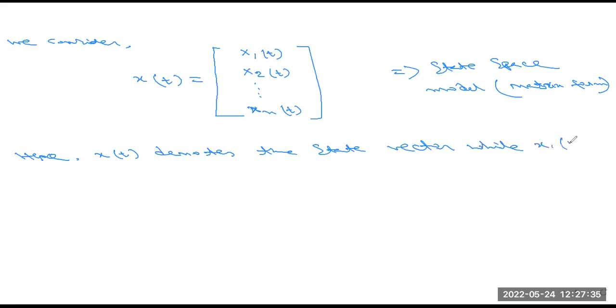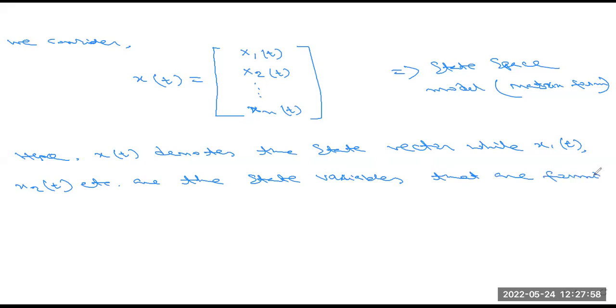While x1(t), x2(t), etc. are the state variables, the state variables that are forming the state vector. Okay, so this is clear. So here we have to learn what a state vector is, what a state variable is, and what the matrix form of the state space analysis is. Is it clear? Please respond, everyone. Yes, sir. You are not responding.